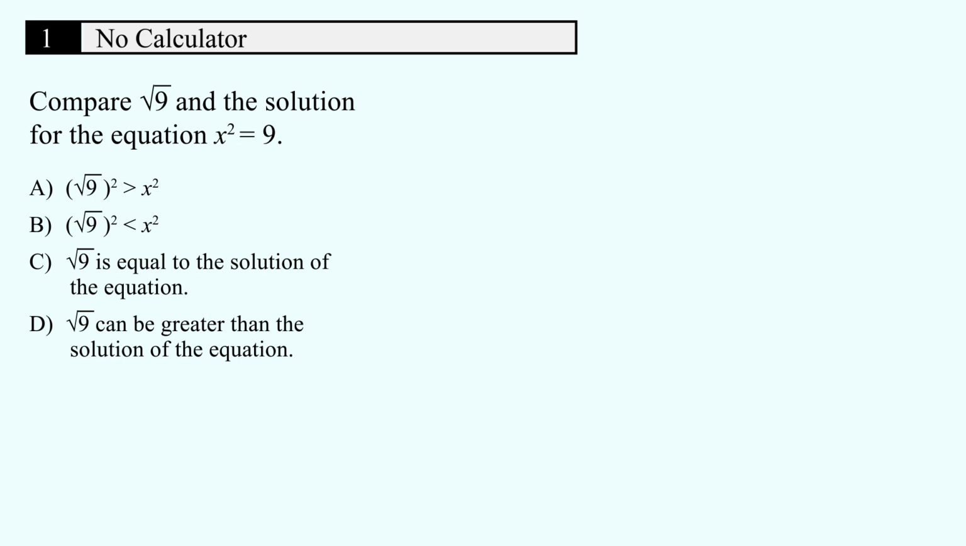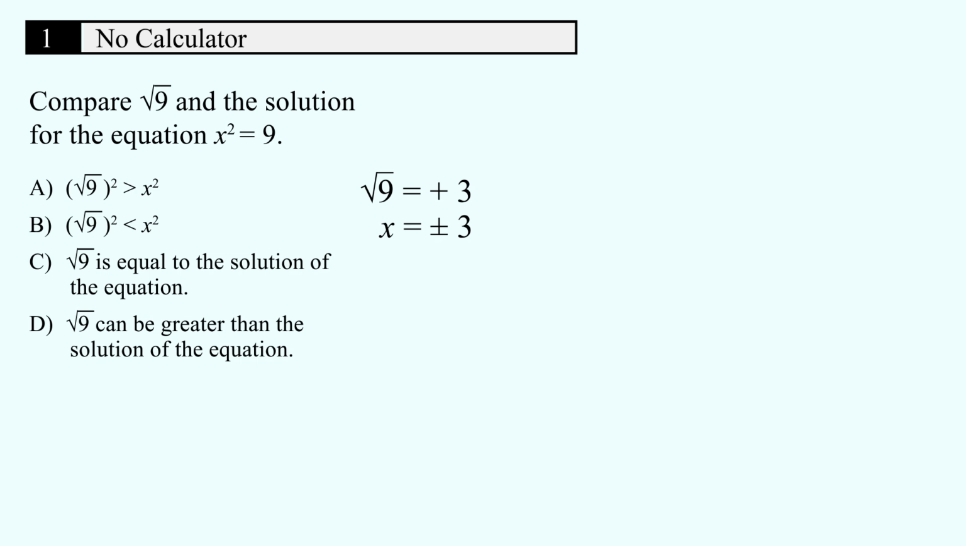Radical 9 is only the positive root. Whenever you see a radical sign, you don't need to worry about the fact that minus 3 times minus 3 is 9. By convention, all the math people got together and said, okay, if it says radical 9, we're just going to worry about the positive root. So radical 9 is positive 3. But if it's in an equation, x squared equals 9, you've got to remember to take the positive and the negative root. So x equals plus or minus 3.